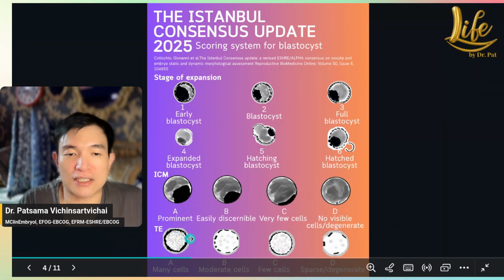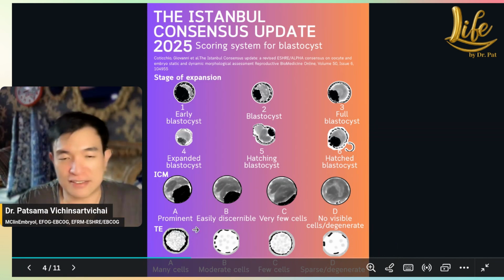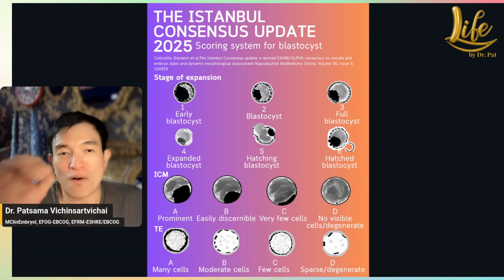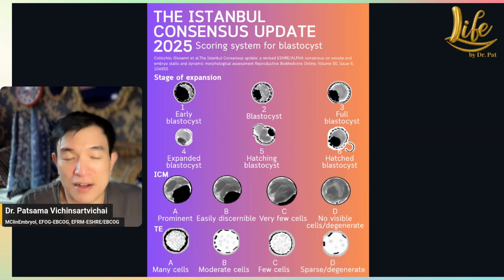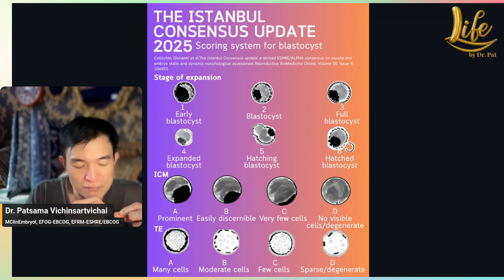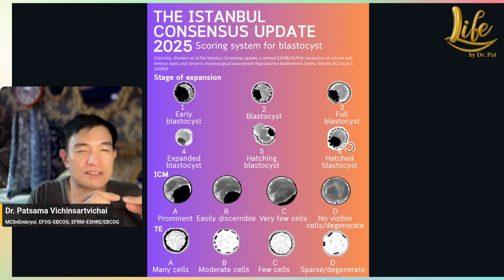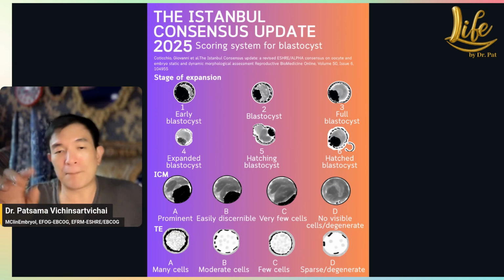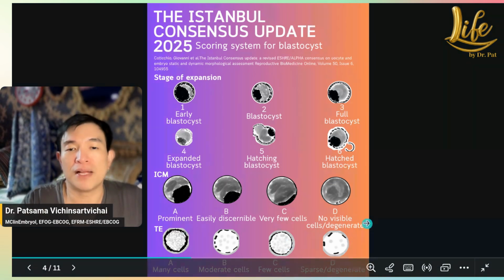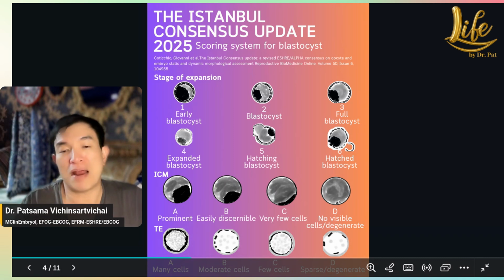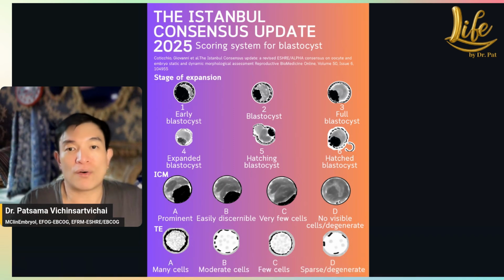So grade A is many cells, a lot of cells that are dense and form a very cohesive layer. B is moderate cells, so it still has a lot, but some parts may just be joined together. C is just a few cells. And D is sparse, you can barely see the trophectoderm cells, or they look degenerate. To make it easy to understand, A is good and D is dead.